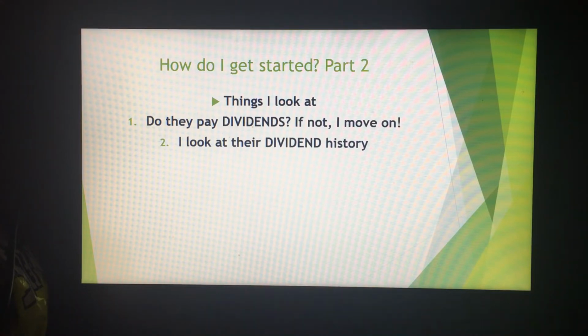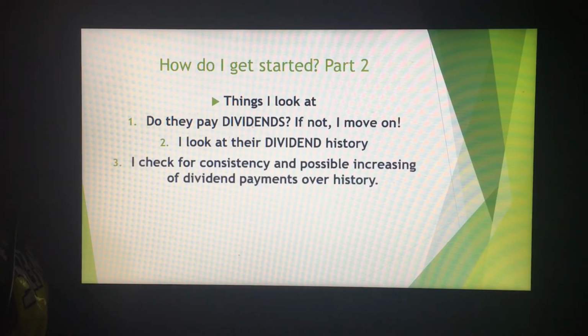It'll go back as up to 20 years, I believe. You can see if the dividend's constant, which is the very next point I got up here. I check for consistency, the possibility of increasing of a dividend payments over history. If it's a good company, they have a good profit range. They look like they're going to be profitable in the future. It's something that people need and or want. A lot of times they will actually increase their percent of dividend as time goes on. The company becomes more profitable, so they share more and more of the profits with the owners.